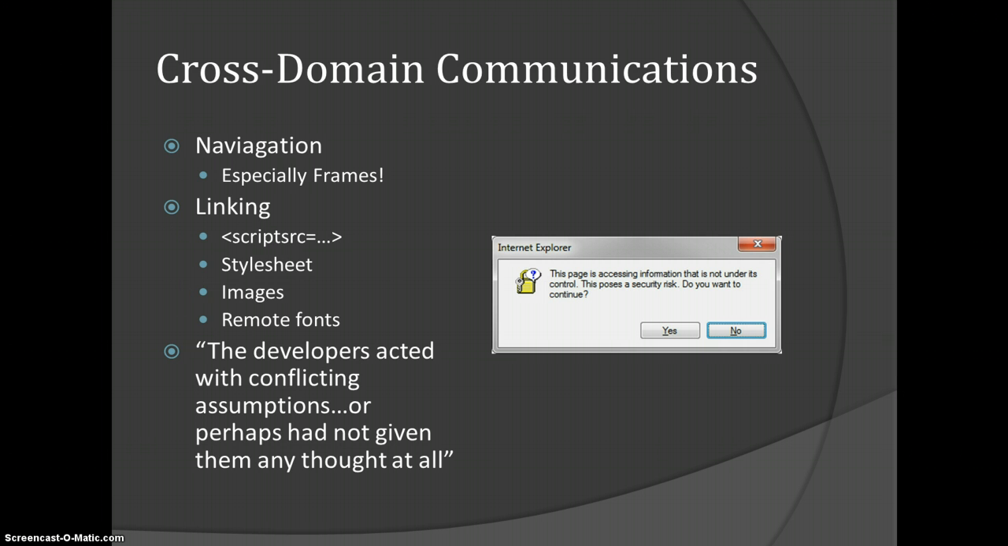One of the very common examples is navigation, and especially frames, hidden frames, that we'll talk about here in a little bit. But there are lots of other things like linking, which can be sources, style sheets, images, even remote fonts, which is mentioned in the book as a potential source of issues. And I liked the quote there: developers acted with conflicting assumptions or perhaps had not given them any thought at all. I don't really read that as the author critiquing the developers who implemented the strategy.